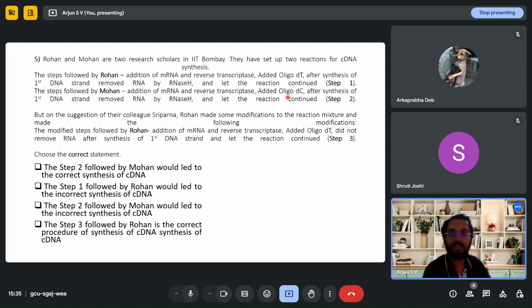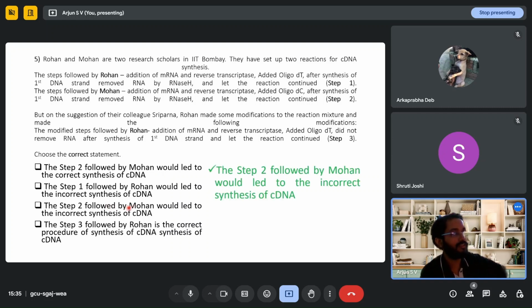So the second option is the step. Step 2 followed by Mohan would lead to the incorrect synthesis of cDNA. So option 3 is the correct answer here.